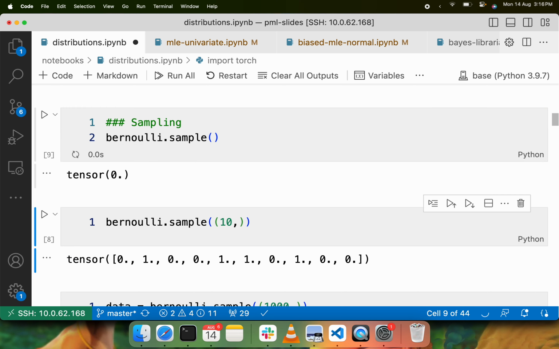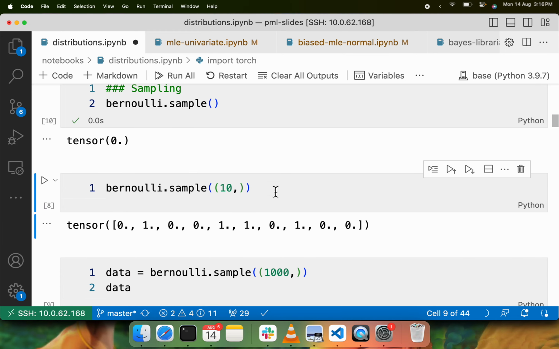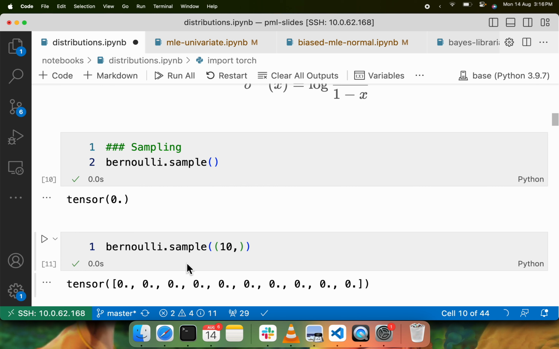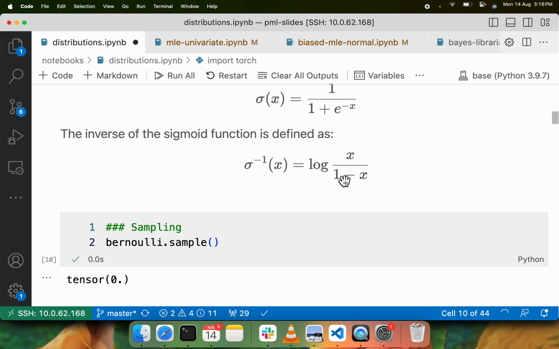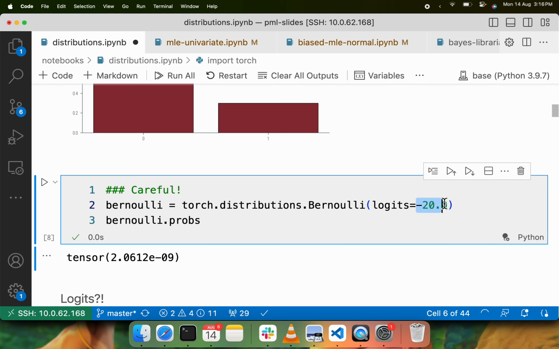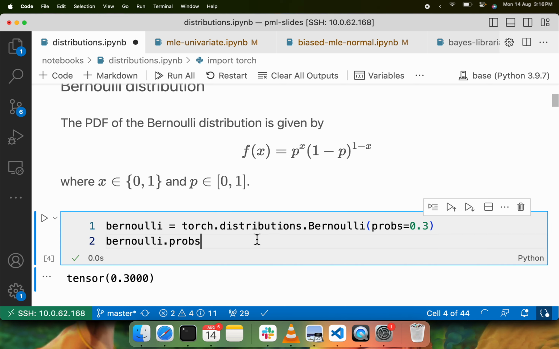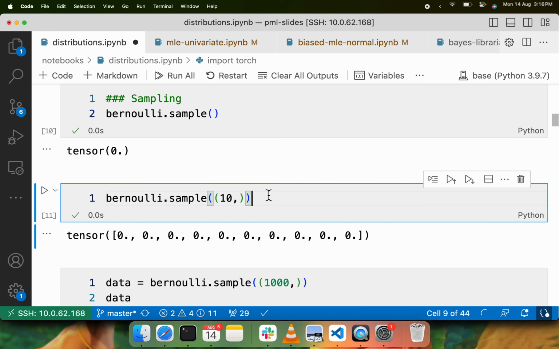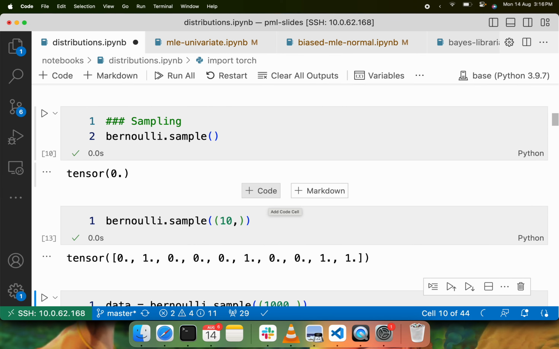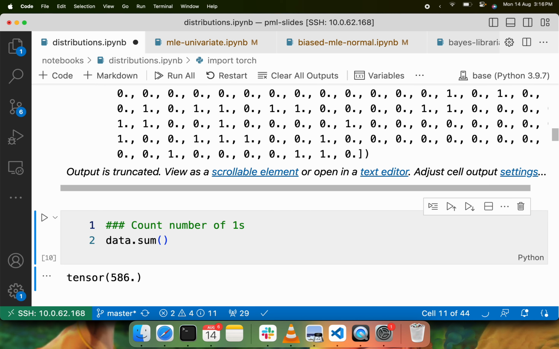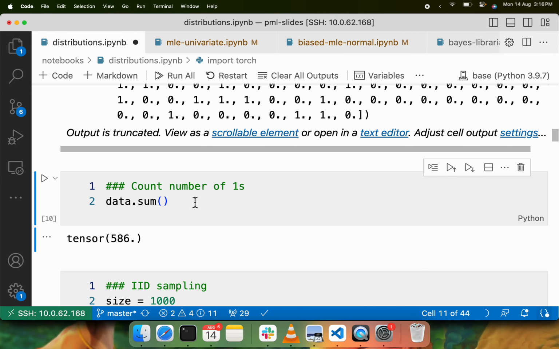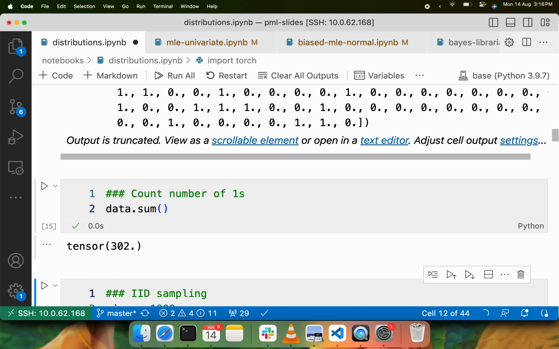We can get a sample from this distribution. It will be either a 0 or a 1. In this case, I have sampled 10 values. If I were to find the number of ones in this sample, what is it? 0, right? That's happened because I recalculated this and I'm using the logits. But if I were to instead use the probs 0.3 and now get 10 samples, they seem to be 4 ones, which seems higher than what we'd expected. But if you take 1000 samples and count the number of ones, they seem to be roughly 300, which is what we'd expected because the probability of heads for each sample was 0.3.